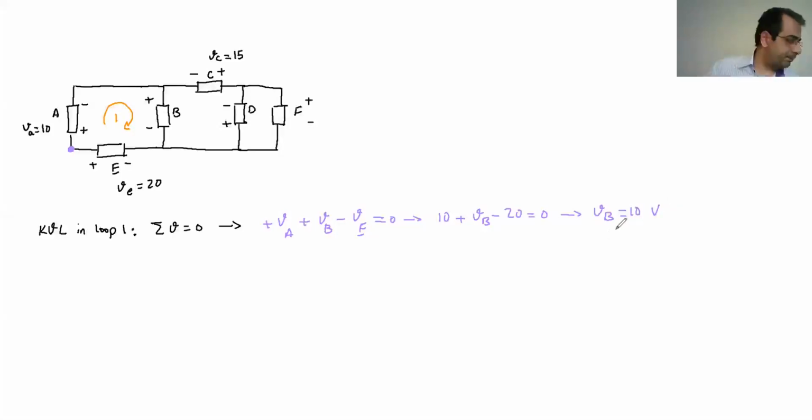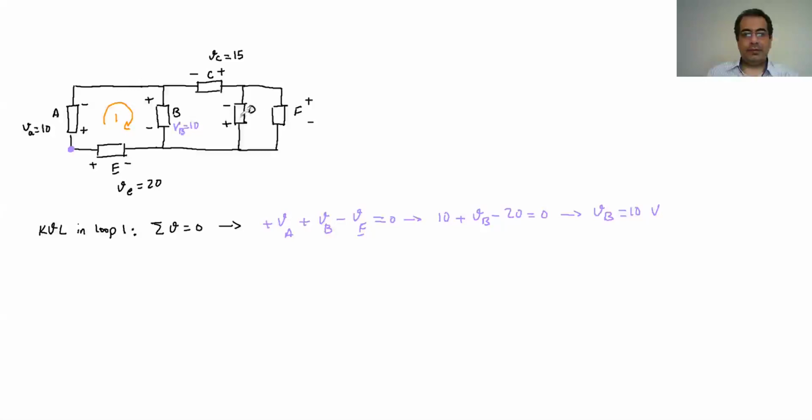So that's how we calculate VB. So now we know that VB is 10. Now I have these three. Also I have VC and I want to find the voltage at D and F.